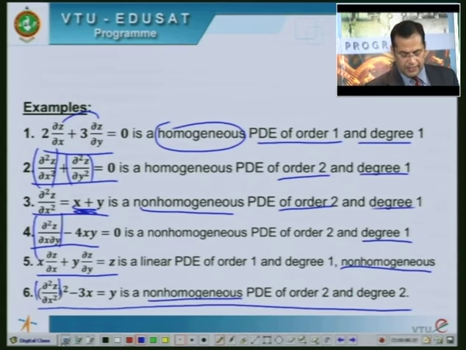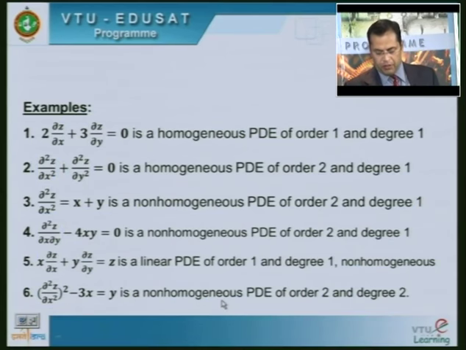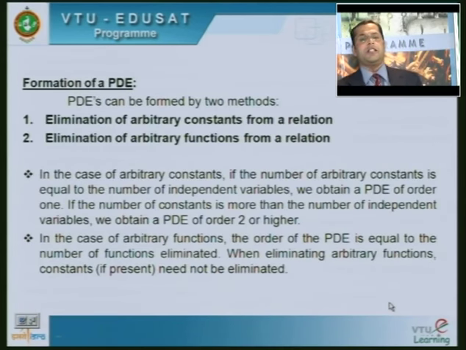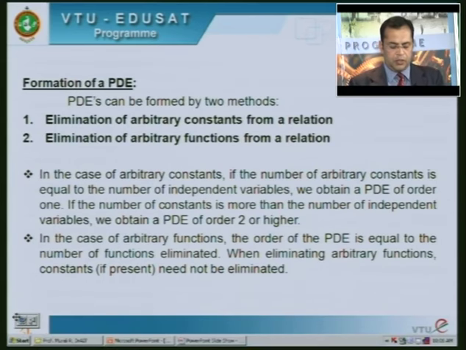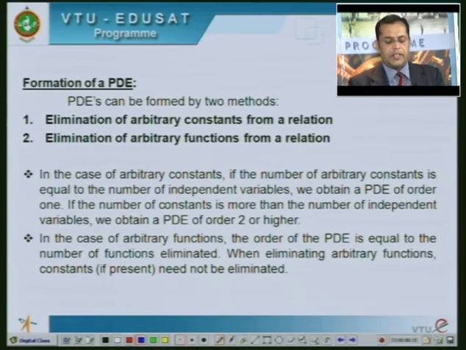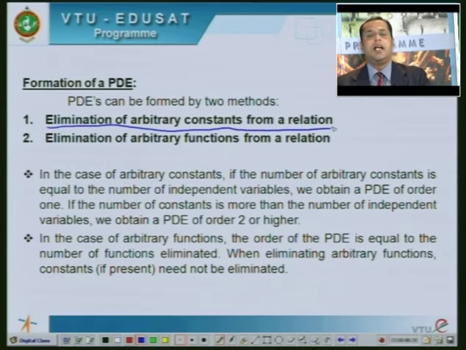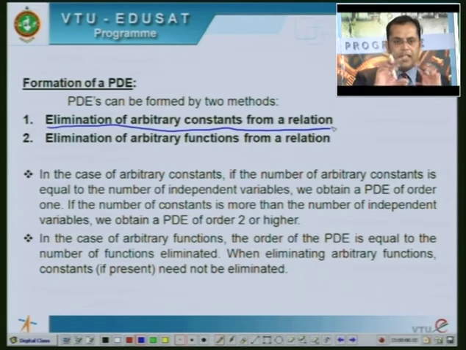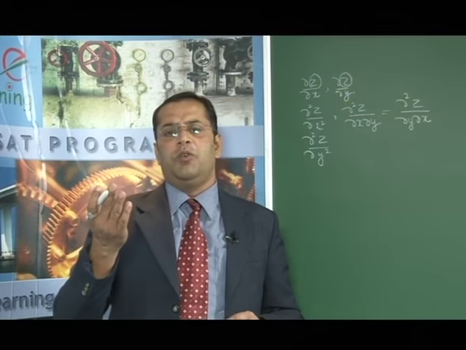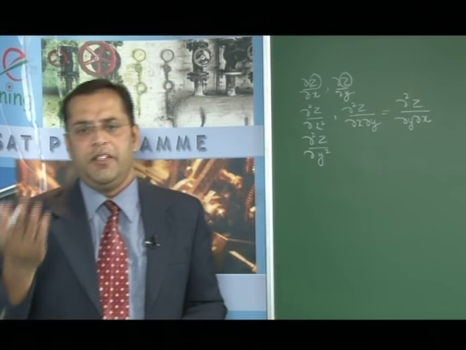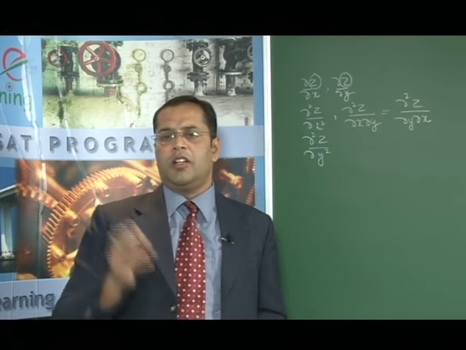After these examples, we will go to the formation of a PDE. Now, when you form a PDE, there are two methods to do this. First, PDEs can be formed by the elimination of arbitrary constants from a relation. So, a relation will be given, containing a few arbitrary constants. And I think the best way to remove constants, I think you know, friends, is by differentiation. So, just differentiate to remove the constants.